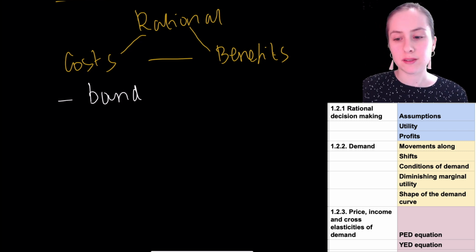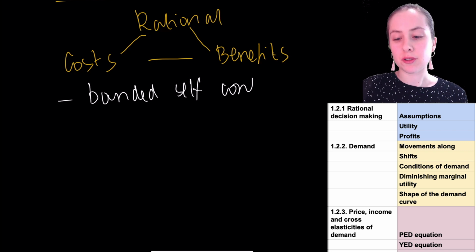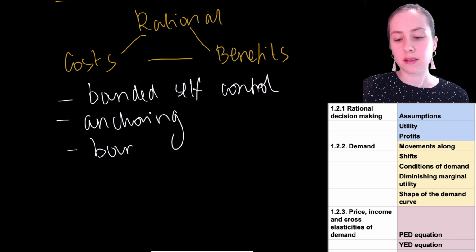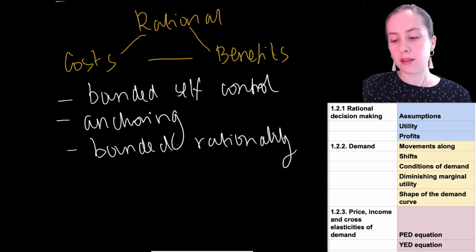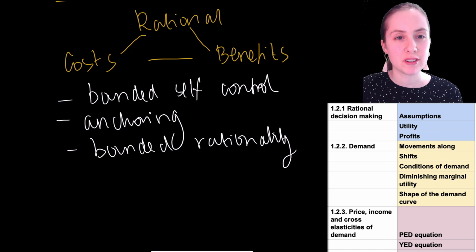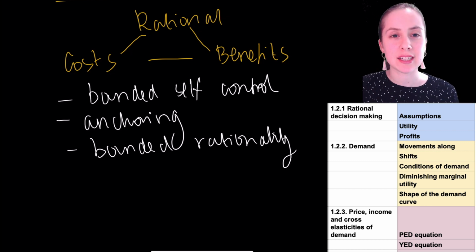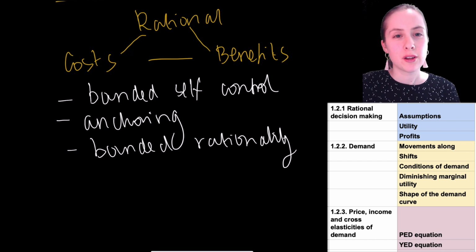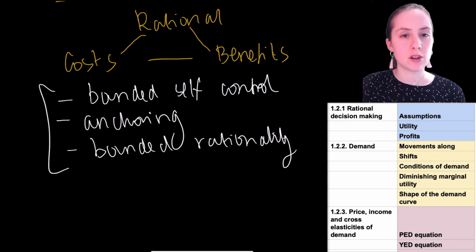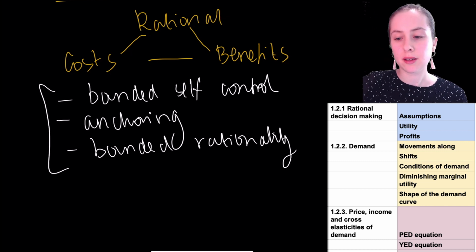You might have heard some cool words, like bounded self-control, or anchoring, or bounded rationality. This describes how in reality you could buy the carrots and then they're sitting there in your fridge and you don't want to cook them because something else is more tasty. Or you just don't bother looking at the costs and benefits of the carrots and you just buy them because you heard of that 5-a-day rule. These are cool words to name drop. There's lots more that you can research on this topic.